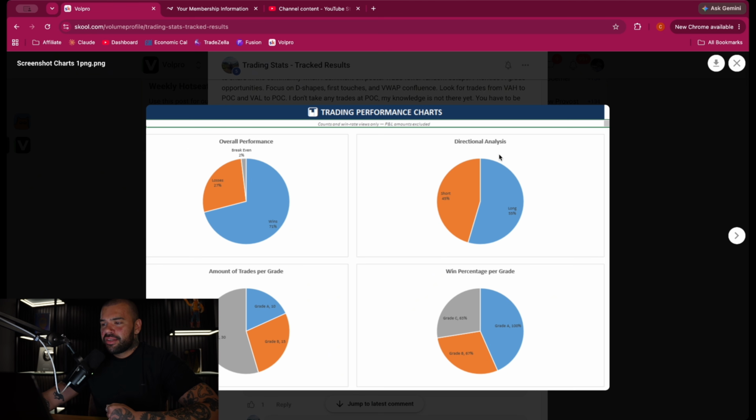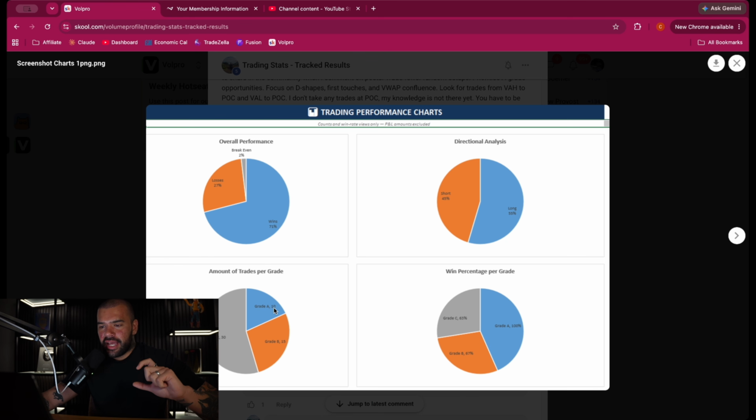Directional analysis, out of those trades, he's taken 45% shorts, 55% longs. And I always say, don't marry your bias. Don't be afraid to trade both sides of the market. Volume profile allows us to take counter trend trades. It allows us to trade in any direction because we're just grabbing those one-to-one trades from probable pockets in the market. So pretty even split on longs and shorts.